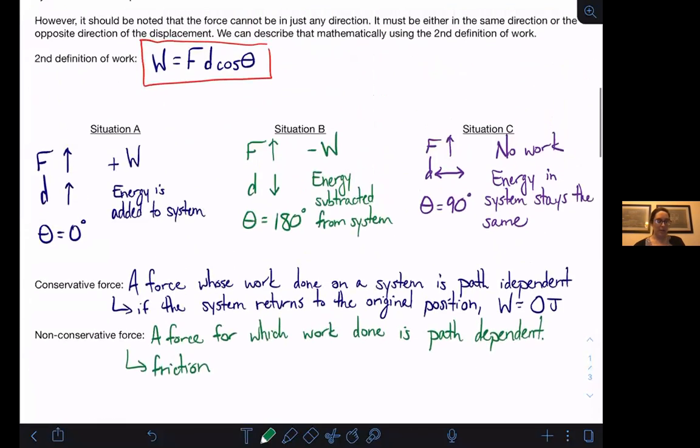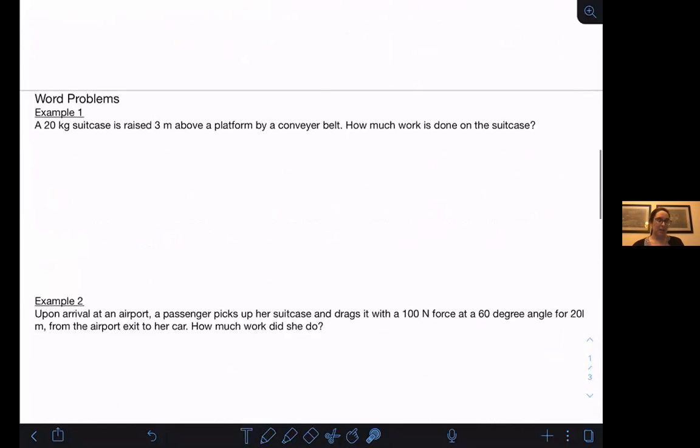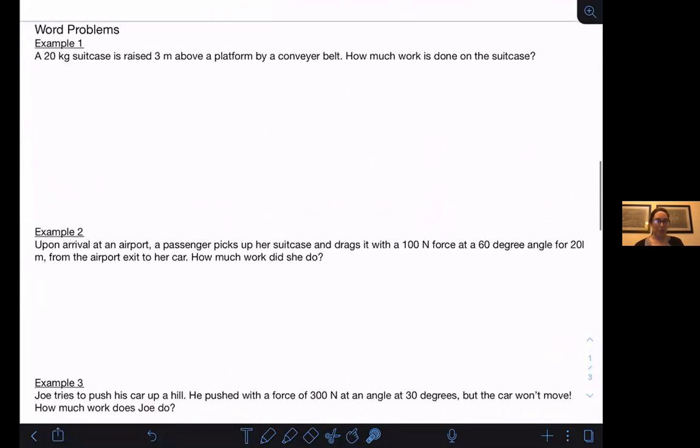Now, if you recall from the last lecture, there are two definitions for work. Work can be thought of as a change in energy, or work can be thought of as a force times a distance times the cosine of theta. And when I read this first example problem, and I think about the picture that goes along with it, I have a lovely suitcase that is going up this conveyor belt for 3 meters.